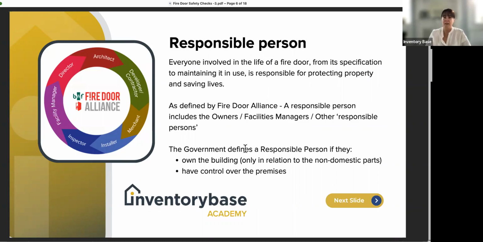But the Fire Door Alliance also look at it as the whole journey: from when the door is developed, from when it's manufactured, from when it's fitted by the contractor or the installer, when it's inspected by a third party, by the responsible person or a person acting on their behalf, through to the facility managers, through to the architects, through to the people who have designed the property and the building. So it's a responsibility for all, but certainly from a government point of view, it's the person who owns a building and has control over the premises that they are looking to ensure that the annual check and the quarterly check is carried out.